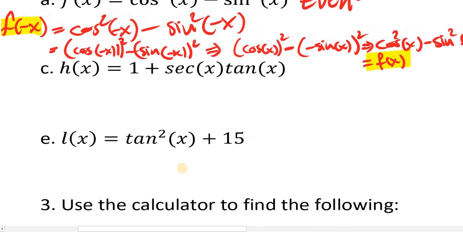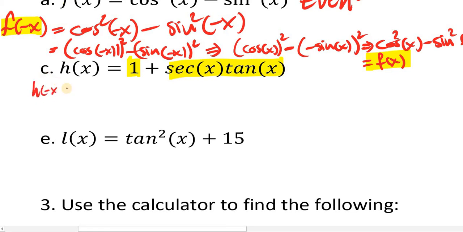H of x is equal to 1 plus secant x tangent x. I know 1 is even, all of the constants are even. Secant is even, and tangent is odd, meaning this multiplication is going to be odd, but this is even. If I combine even and odd, I am going to get neither even nor odd. Let me prove it algebraically.